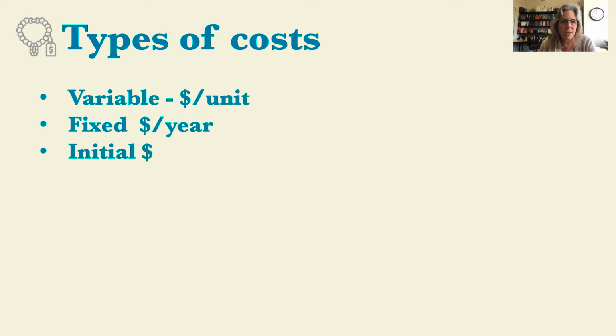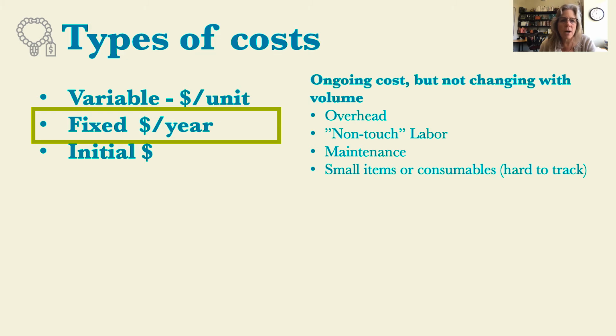The next type of cost is fixed costs. In these costs, we're looking at ongoing costs that do not change with volume, in contrast to initial costs. These are ongoing fixed costs. This would be something considered overhead, some non-touch labor: you pay people, but they don't necessarily touch the product, also known as indirect labor. It includes maintenance costs and small items or consumables. These are the items we talked about in the variable category: they're technically variable, but they're hard to track, so we consider them fixed costs.